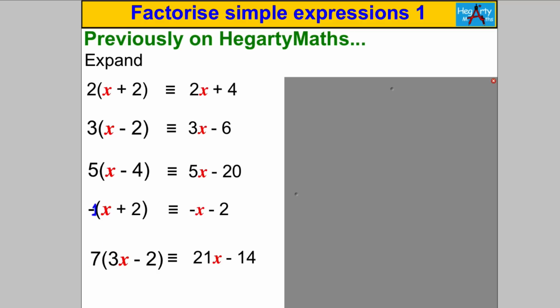And the process of going from here to here is called expanding. You expand, and what you're doing is using the distributive law to multiply everything in the bracket by the number in front. Now, this video is all about when you've been given the expanded form and you're trying to go backwards. And going backwards, putting things that were in expanded form back into a number multiplied by a bracket is called factorising. So that's what we're trying to do in this video.